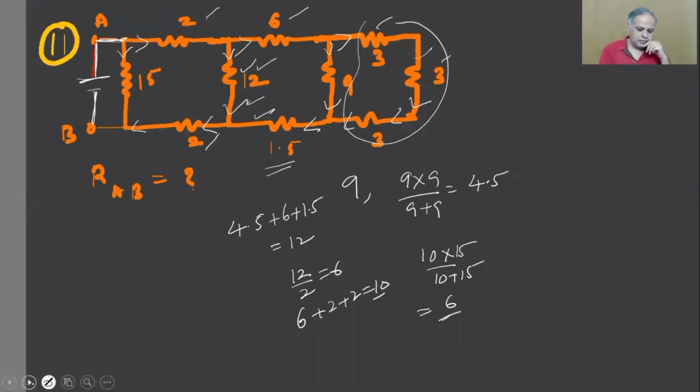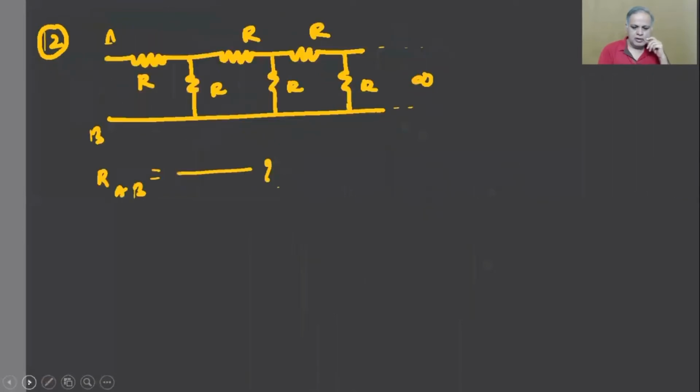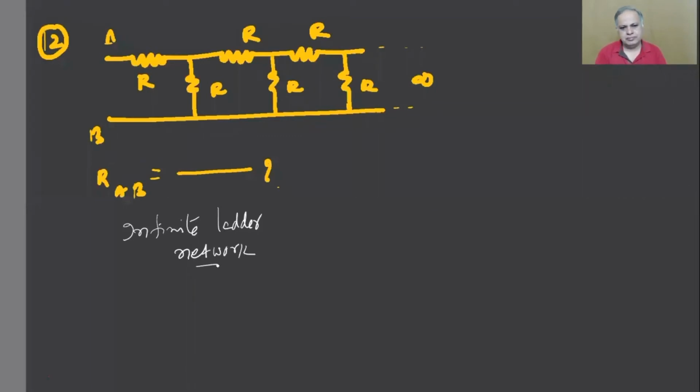I'll go to the next question. This time I go to the next question. This one is called an infinite ladder network. This kind of wording you see. Infinite ladder network is a name given by electrical engineers. What's happening? The circuit on the right hand side is going to infinity.